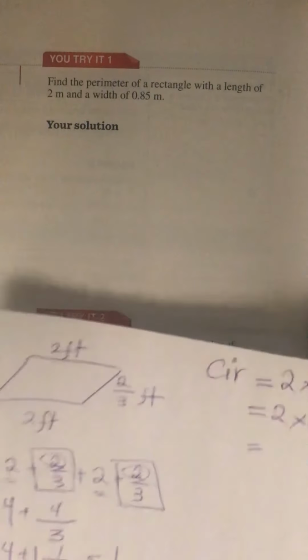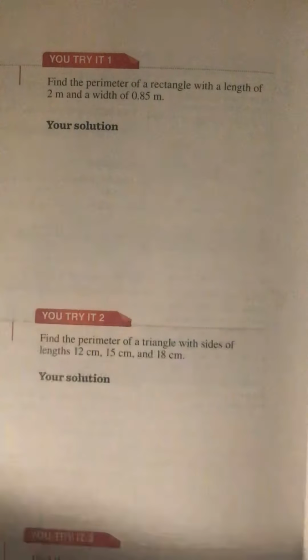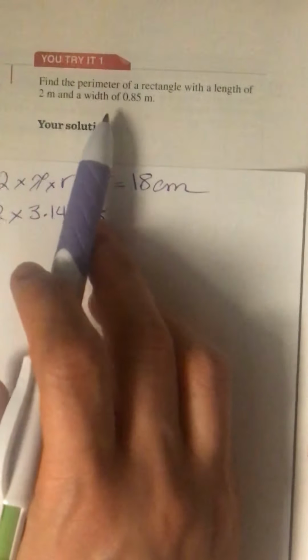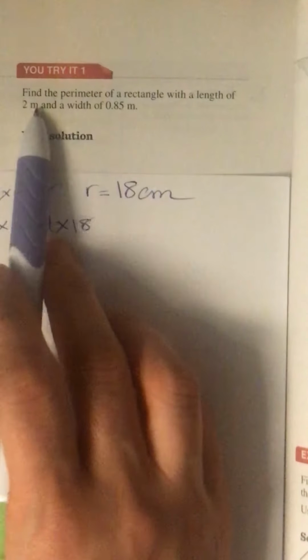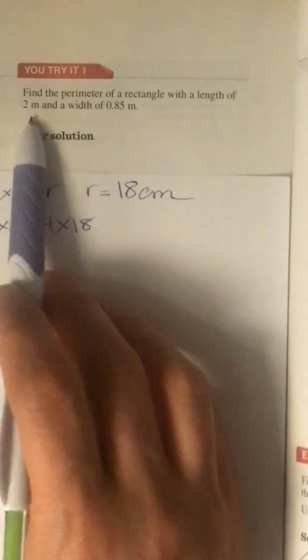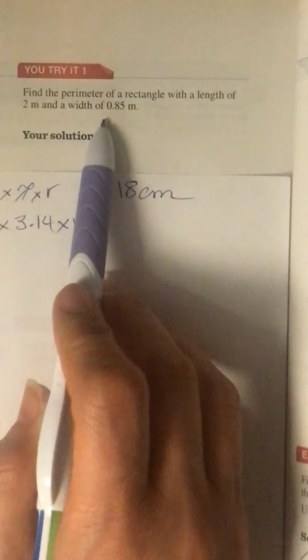I'm going to be solving the You Try Its. Before that, please pause the video. Go ahead and solve them yourself, and then check your answers with mine. You Try It 1 on top of the page: Find the perimeter of a rectangle with a length of 2 meters and a width of 0.85.